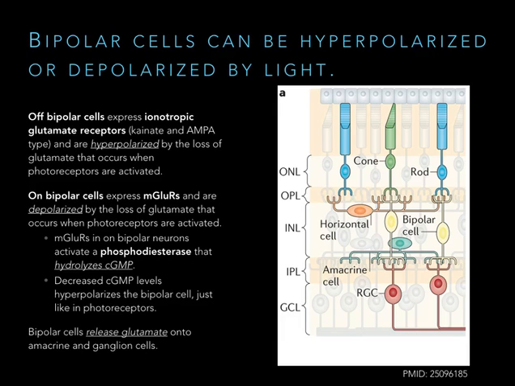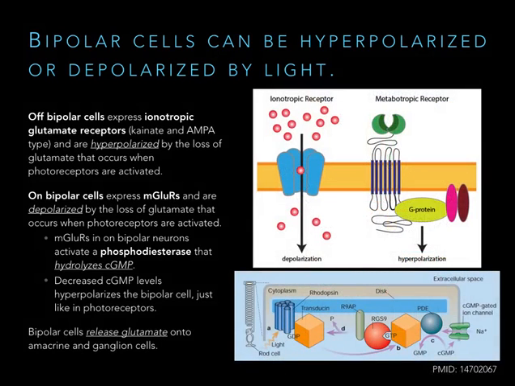Okay, the off bipolar cells are fairly straightforward. They express ionotropic glutamate receptors. So the kainate and AMPA receptors that we've already heard about. These are standard cation channels. Glutamate binds, opens up, there's depolarization. That means when light hits and hyperpolarizes the photoreceptor, there's less glutamate, so there's less activity of these ionotropic glutamate receptors, and thus the off bipolar cell hyperpolarizes.